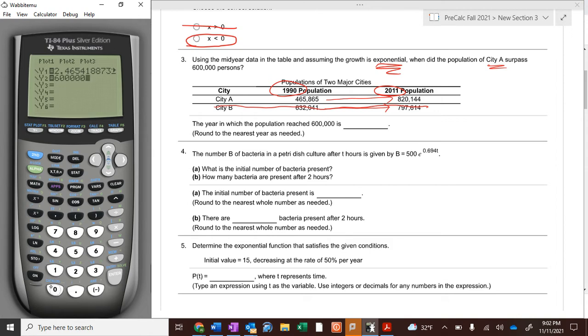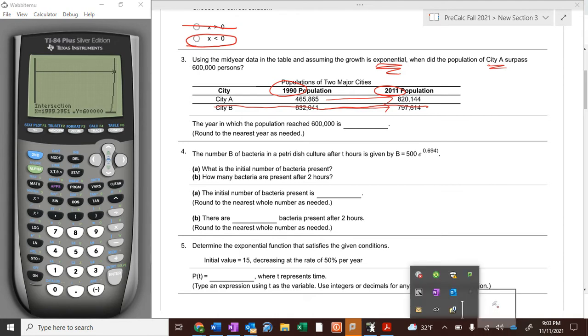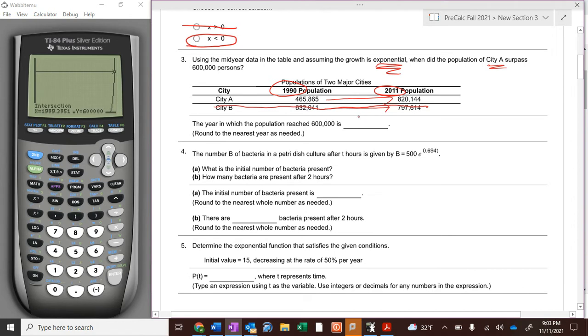That's 60,000. There's 600,000. Let's graph that. There's a straight line, and we want to find where those two intersect. So second trace, intersect, enter, enter, enter. They intersect over there in 1999. Okay? That's when they intersect. So that's using the graphing calculator to help me find the year.